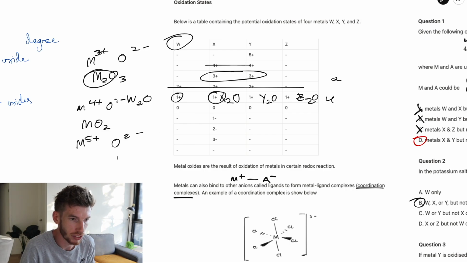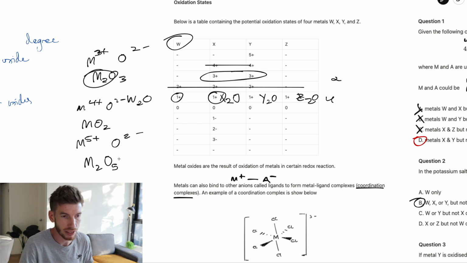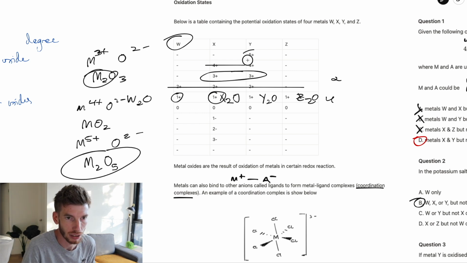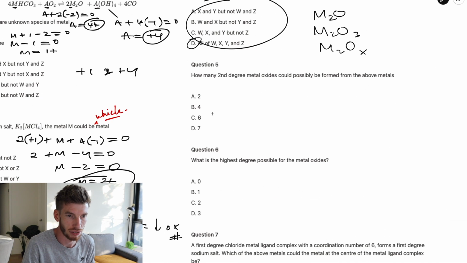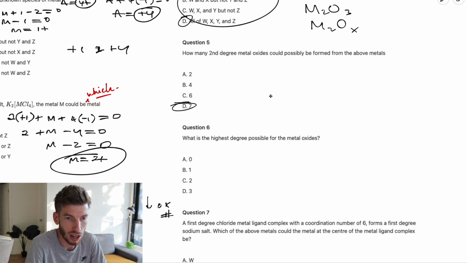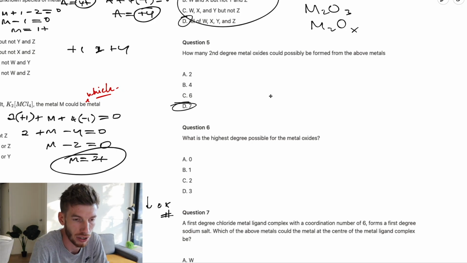5+ and 2-, you could do that cross multiplying again. 2 metals to make 10+, and 5 oxygens to make 10-, and that would be a second degree as well. So if we've got 4 + 2 + 1, that gives us 7 different second degree metal oxides possible based on that information. So you can see, you can start to recognize patterns throughout. And then what is the highest degree possible for the metal oxide? So how many metals can you stack on to an oxygen?